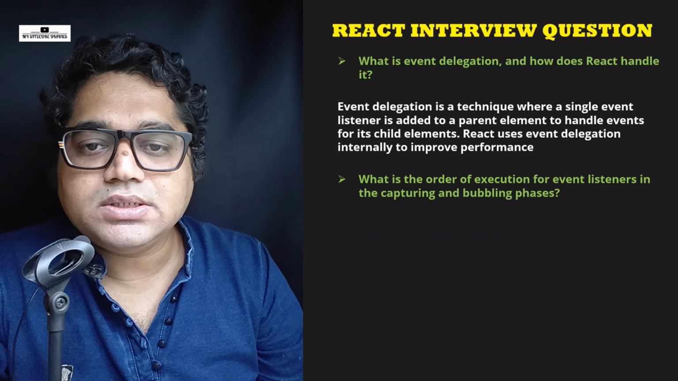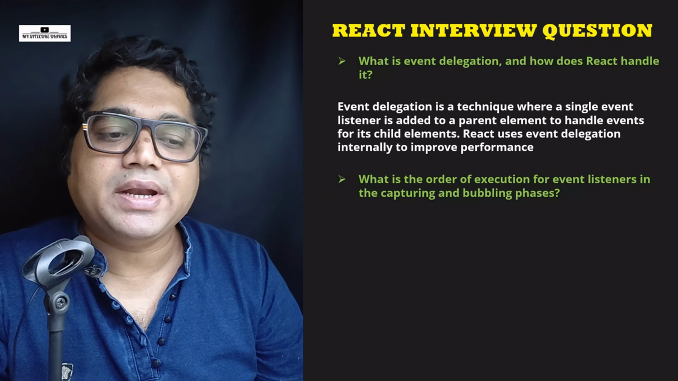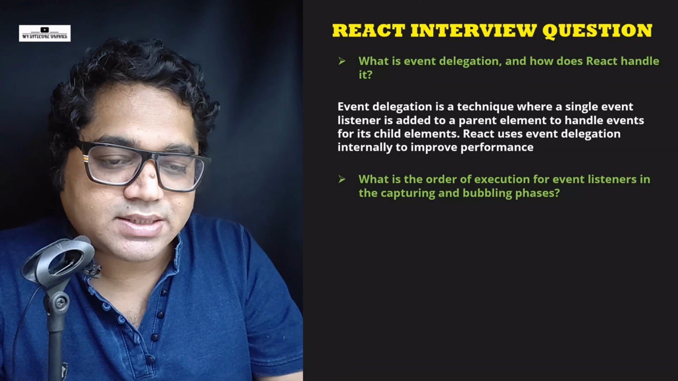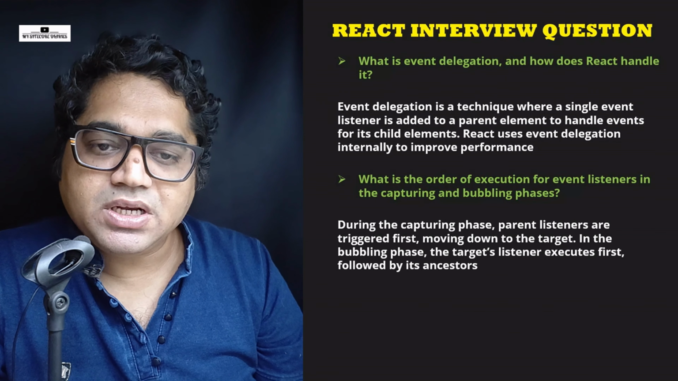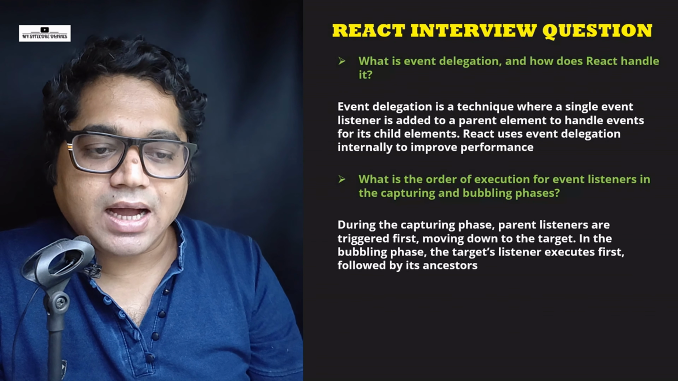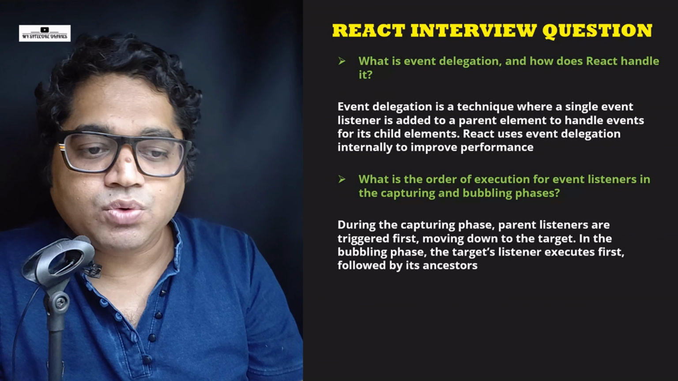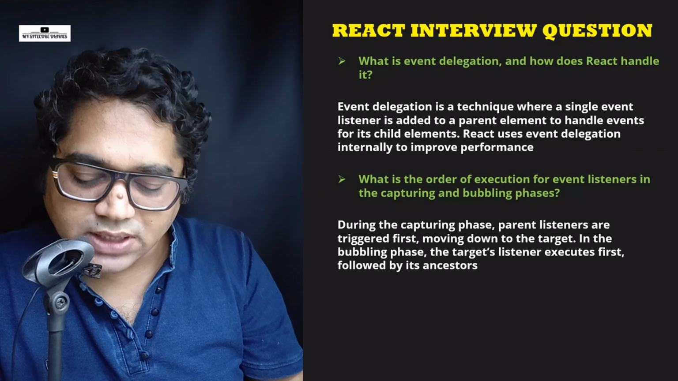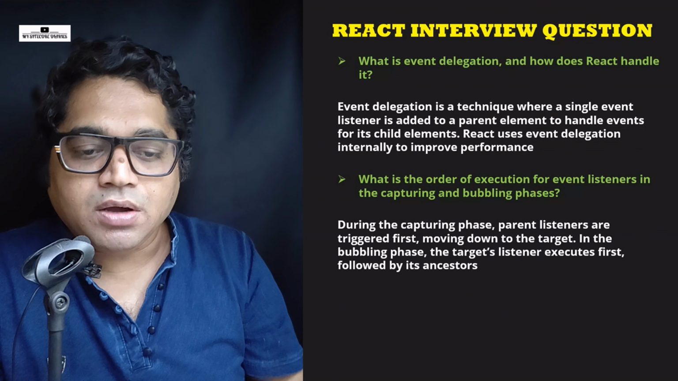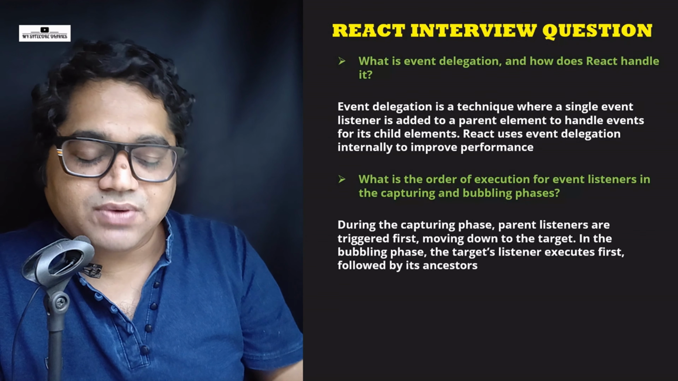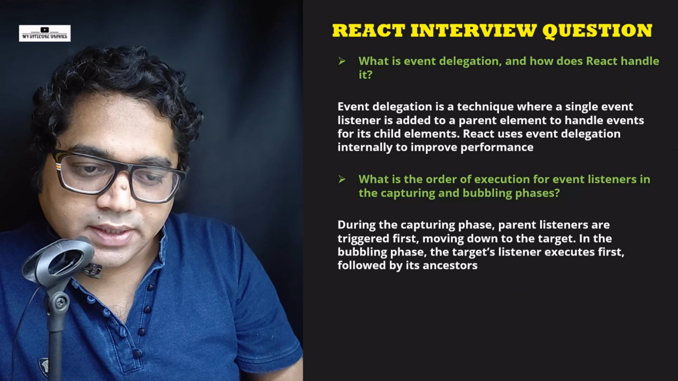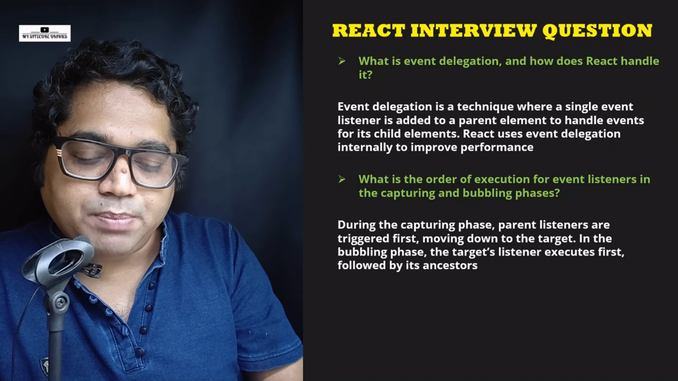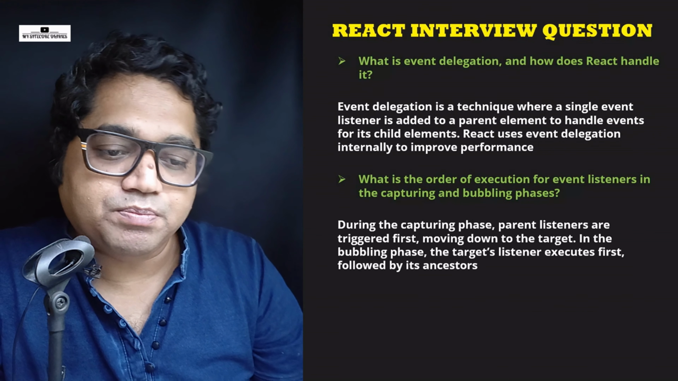Next question, what is the order of execution for event listeners in the capturing and bubbling phases? We have seen this at the last. During the capturing phase, parent listeners are triggered first, moving down to the target. In the bubbling phase, it goes the opposite way. The target listener executes first, followed by its ancestors. So first you call the element, then your parent when we are bubbling up.